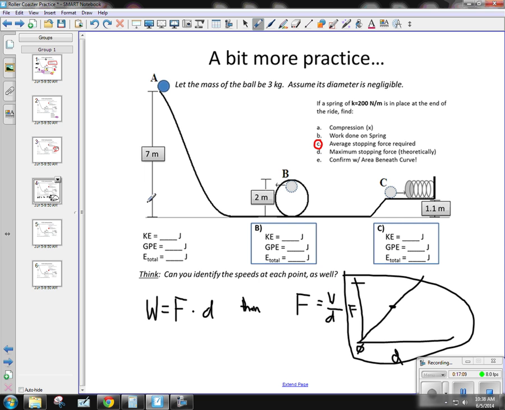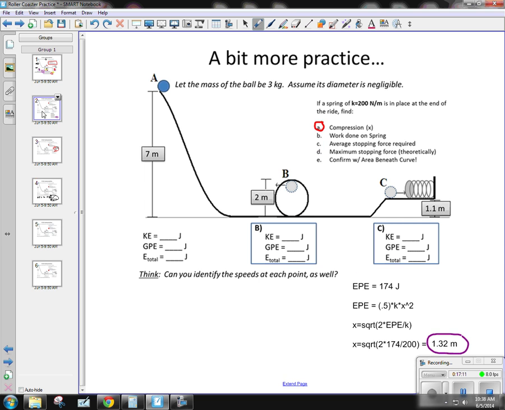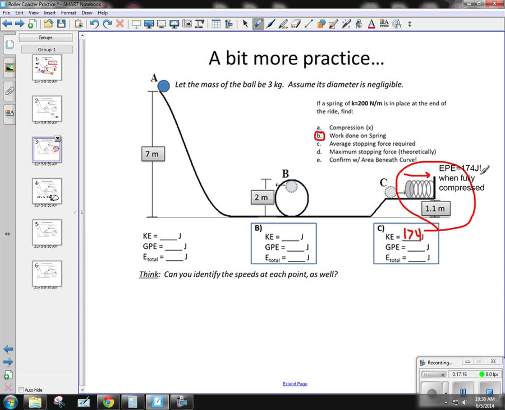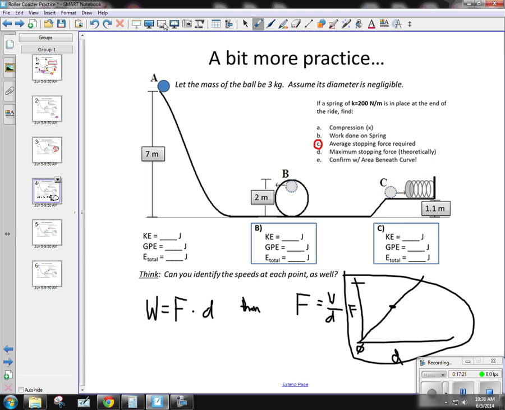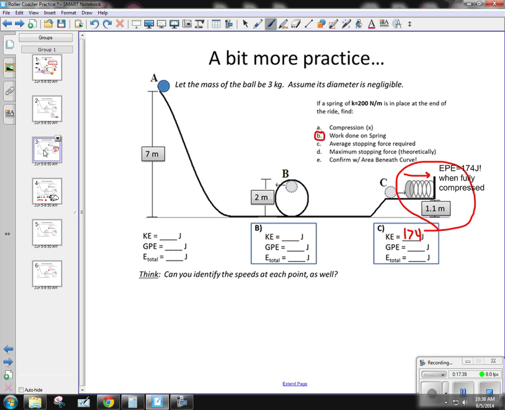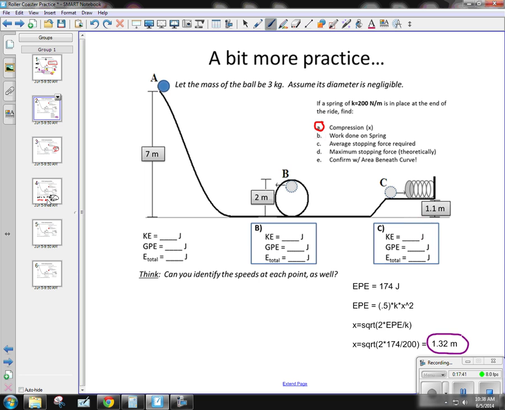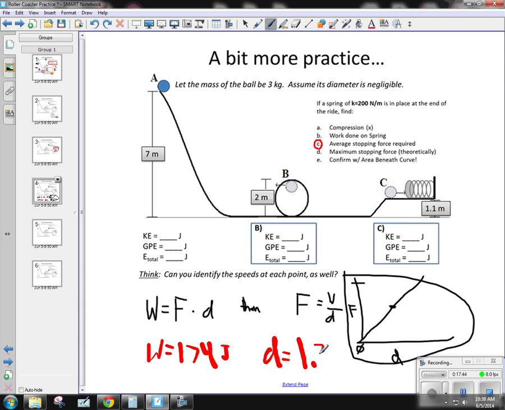So force is work over displacement. How much work was it? Well, let's see. 174 joules of elastic potential energy were stored there. So let's work that out. 174 joules. And the displacement is actually how far it stretched. If I remember correctly, that was 1.34. Oh, 1.32. Okay. 1.32 meters.